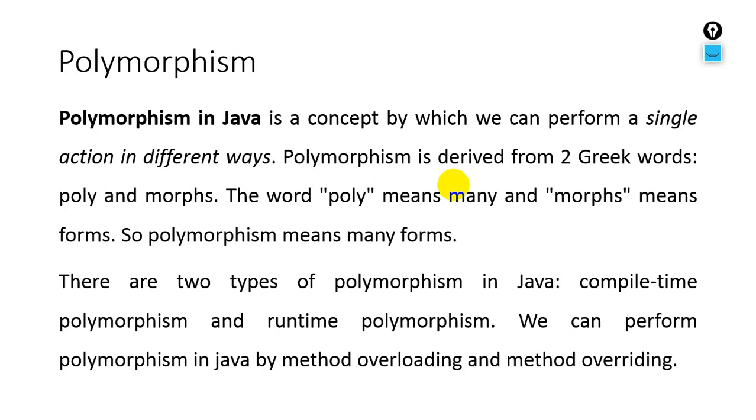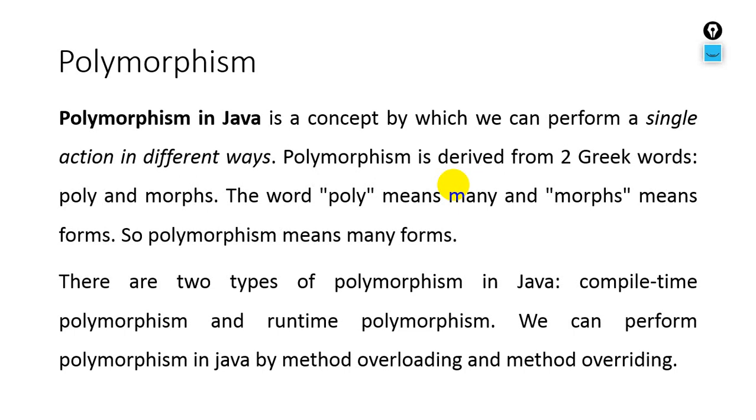Just like inheritance is the most important pillar of object-oriented programming, polymorphism is also an important pillar of object-oriented programming. First of all, you need to know the meaning of polymorphism, the working of polymorphism, and the importance of polymorphism in object-oriented programming.